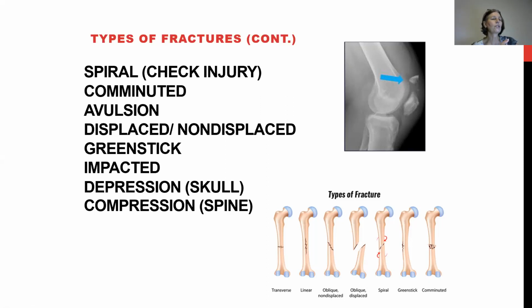A displaced or a non-displaced fracture. A displaced fracture is when the muscle spasms or the mechanism of injury is significant enough that the bone is no longer in alignment. If the bone is in alignment, it's a non-displaced fracture. If the bone is not in alignment, it's a displaced fracture.